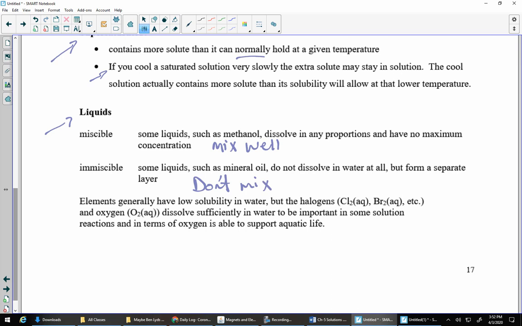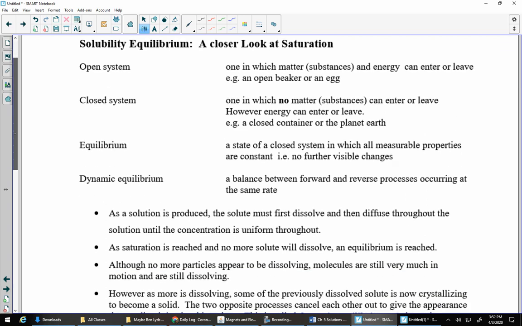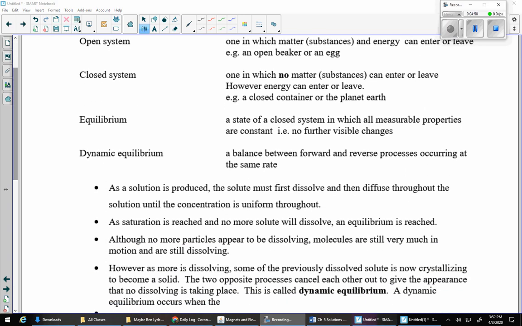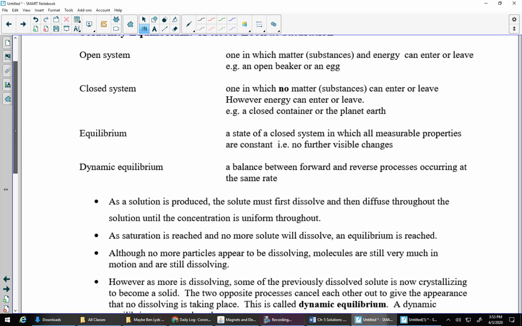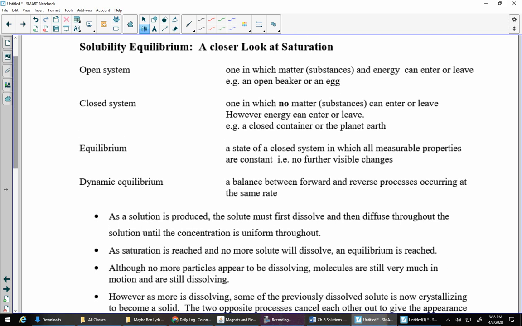Don't mix. And then other things, I mean, we looked at this before. Elements have low solubility, right? So it doesn't matter if it's metals or non-metals. They typically all have extremely low solubility. So just keep that in mind. If you ever see an element in a question, it's always going to be low solubility, and expect very low concentrations. Cool.